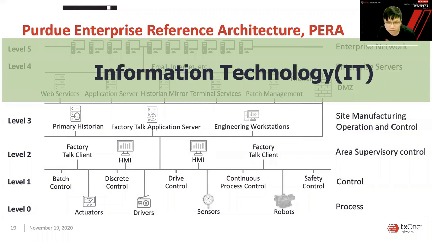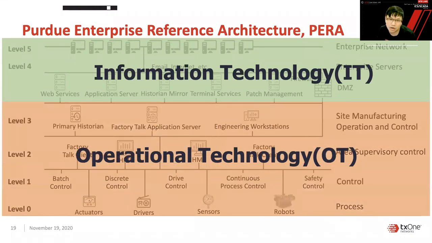Level 0 is physical devices like robots, sensors, drives, and actuators. So all of the devices are put in level 0. Level 1 is the control layer, where we run the control processes like batch control, safety control, and drive control. Level 2 is our factory client, and usually a local HMI is put in level 2. And level 3 is our site manufacturing operation and control layer. In this layer, they can remotely use the engineering workstation to operate our ICS SCADA systems.